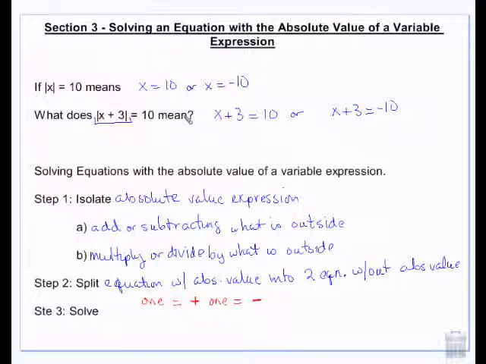Now, just like absolute value of x equals negative 10 had no solution, if I have any kind of absolute value equal to a negative, even if it's a full expression, there's still going to be no solution. Okay, so we can only split it if it's positive. If it's negative, it's still no solution, just like it was last time.